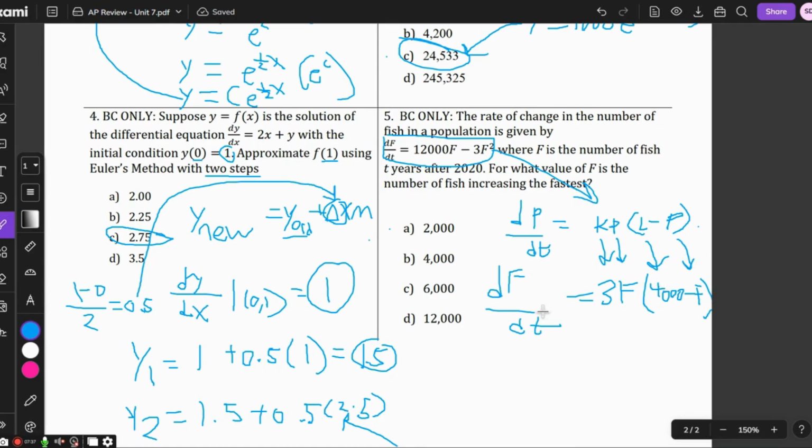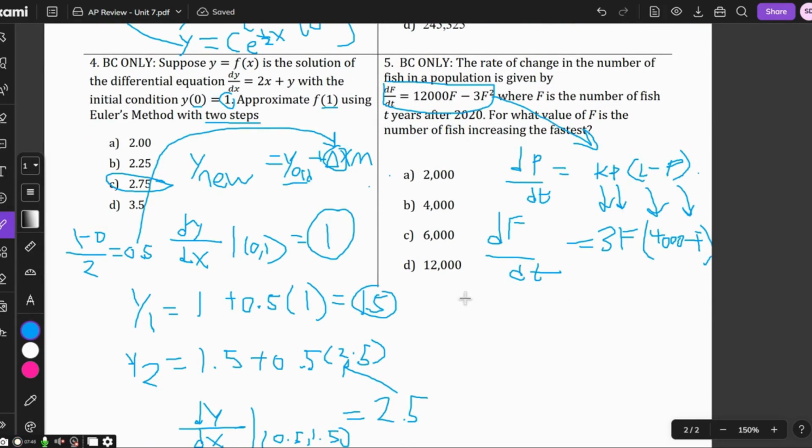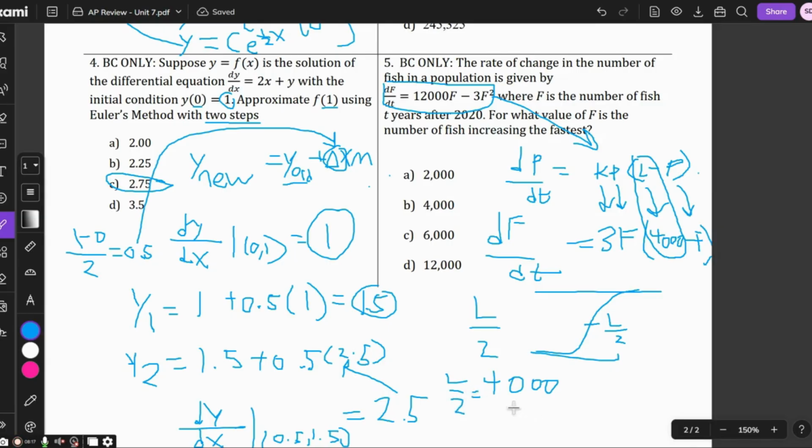So for what value of f is the number of fish increasing the fastest? Let's think back to our formula chart. On our formula chart, the inflection point of this logistic growth is the fastest part where the number of fish is going to be increasing. So it's going to be right around here. This is L over 2. So what is L? As we can see here, L is going to be 4,000. So L over 2 equals 4,000 divided by 2, which equals 2,000.